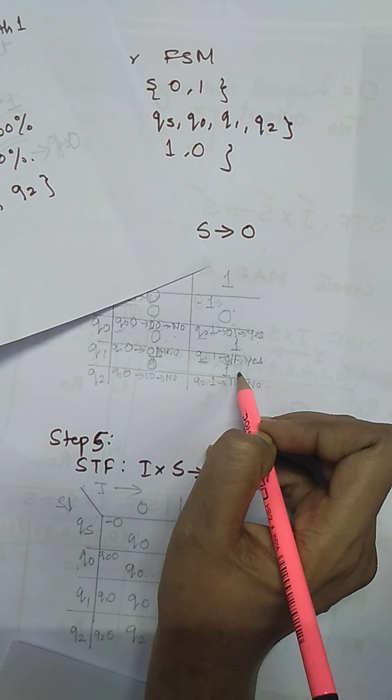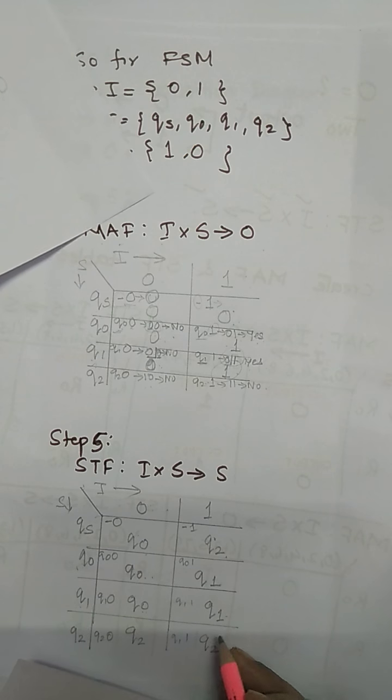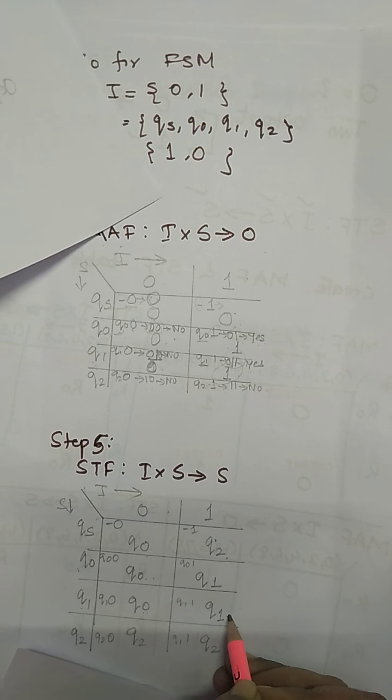Yes, it is acceptable. Acceptable strings are marked with the Q1 state. So Q1 with 1. Now we have to fill in the STF. Q1 with 1 is going to the acceptable state, which is Q1.